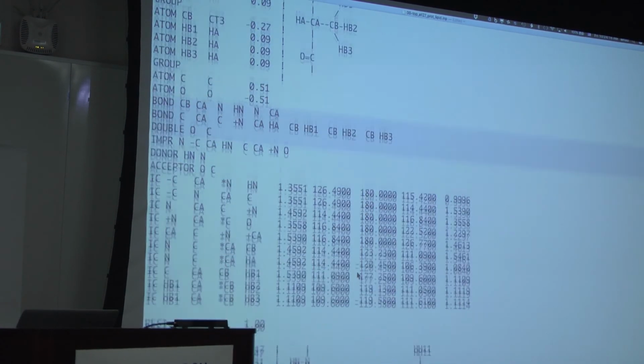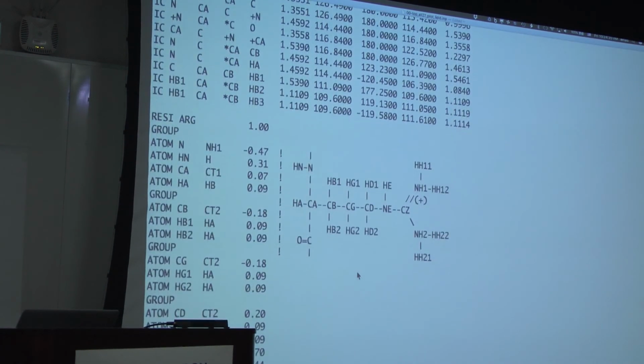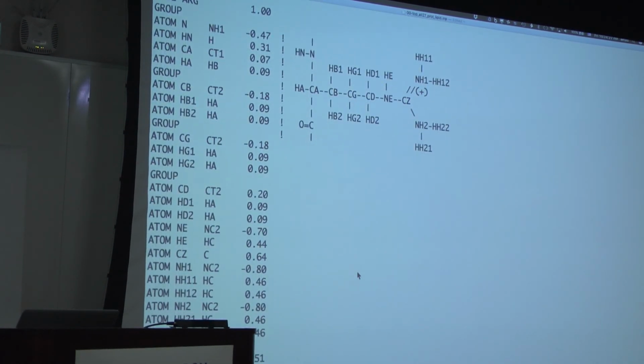OK, so that was alanine, a very basic side chain. And now let's look at the longest side chain we have, arginine, and then we can have a break after this. So the arginine residue, arginine, that's the resname, should match what you have in the PDB. Otherwise, you have to do something about that.